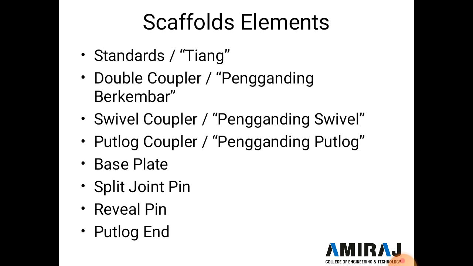Now next is scaffold elements. So here different scaffold elements are generally seen. The first one is a stand or a tiang, and then second is a double coupler, so panganding, back Berkmar bar, and swivel coupler. Third one is, fourth one is a putlock coupler. Fifth one is a base plate, sixth one is a split joint pin, seventh is a revel pin, and eighth one is a putlog end.